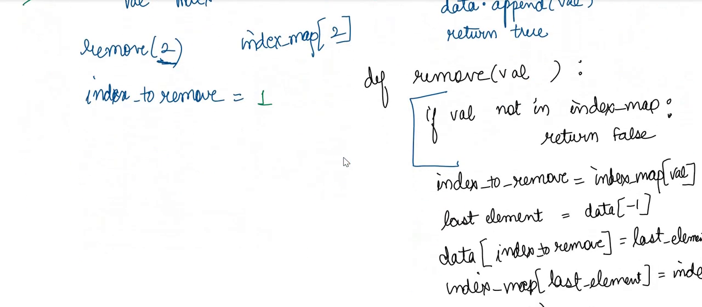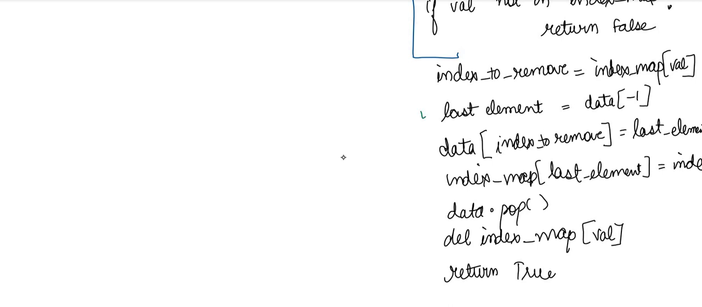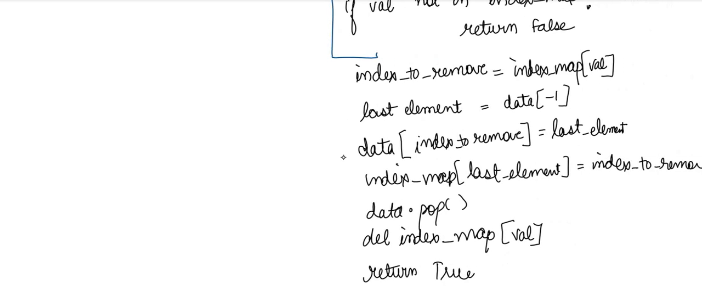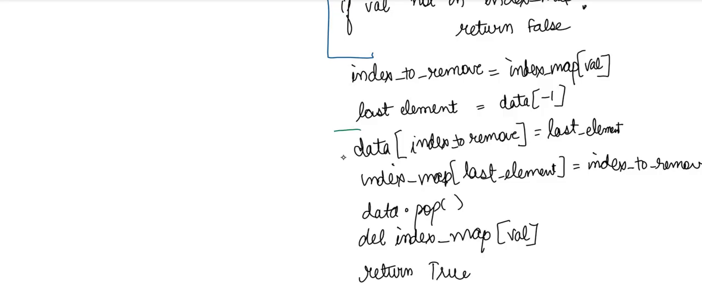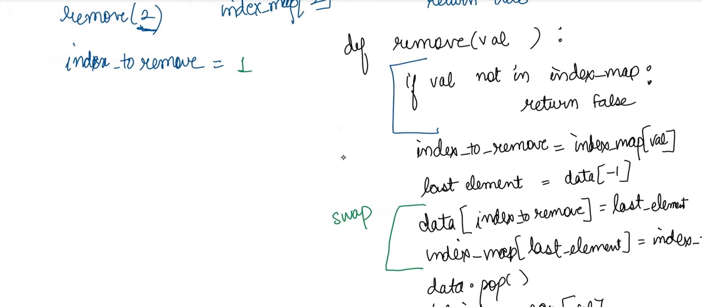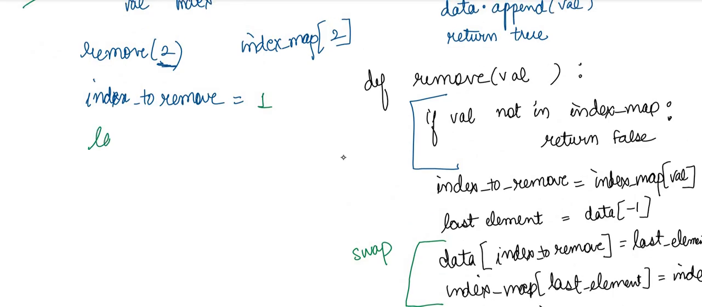Getting my point? So what we have to do is store the last element value, and whichever index you want to remove, store the last element value there. This is like swapping the last element with the element you want to remove. I will show you how to do it.